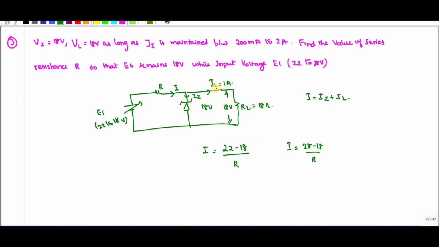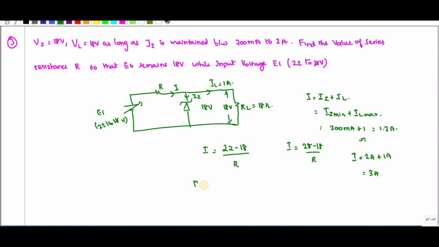So I can substitute this. This is IL, and this value is 1 amp. So it may be I equal to 200 milliamps plus 1 amp, that is 1.2 amps, or it may be I equal to 2 amps plus 1 amp, that is 3 amps. So that is the I value.